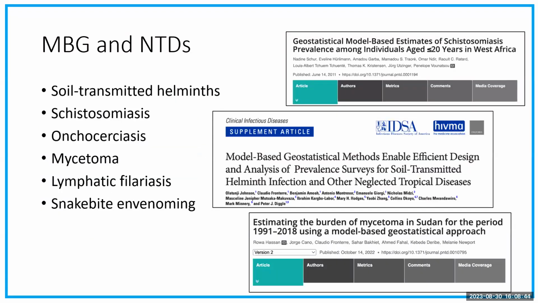Because of its usefulness, MBG has been increasingly used for a wide range of infectious diseases. This is a list of NTDs that have used MBG to guide the elimination efforts.